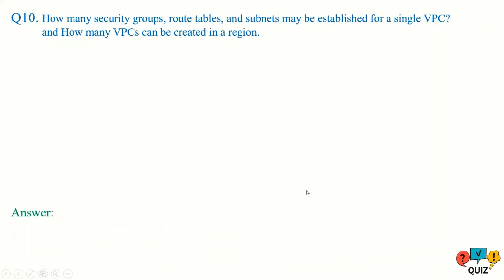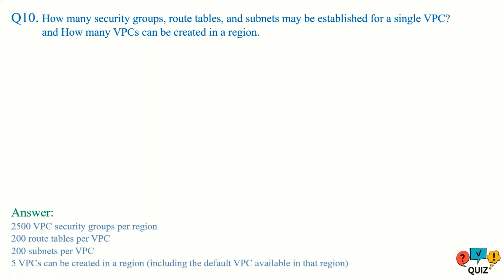How many security groups, route tables, and subnets may be established for a single VPC? And how many VPCs can be created in a region? There are two questions. For one of the topics, we already got the answer in a previous question, that is the subnets. How many subnets can be established? Okay, here we go.